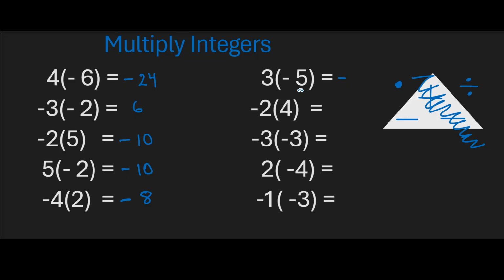Then multiply the two numbers. 5 times 3. So the answer should be 15. So the answer, negative 15, would be the answer. Okay. Next, we're going to be multiplying a negative, and you don't see the sign, right? For number 4, that means that the sign is going to be positive.